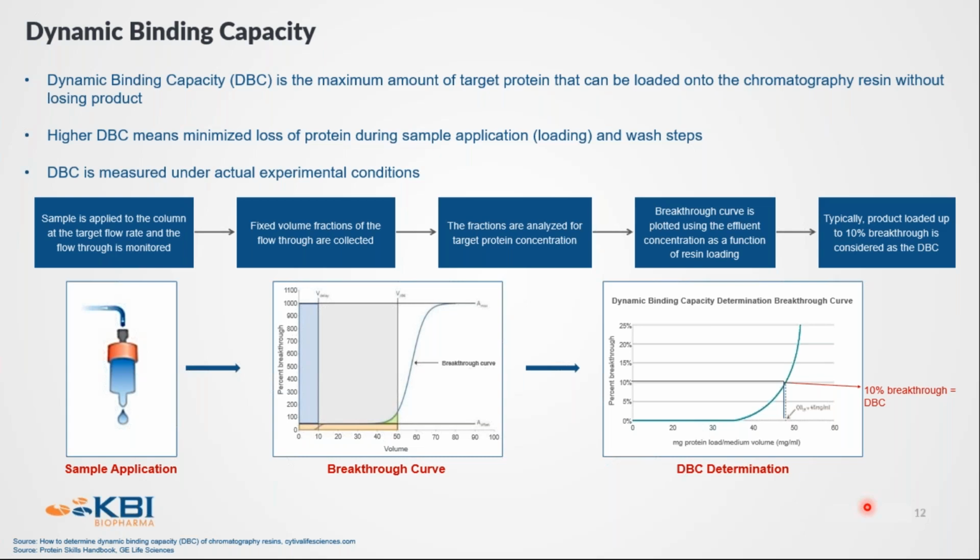So they add a factor of safety into this. Many companies use 80% of the 10% DBC value as their maximum loading capacity. We at KBI also use 80% of the 10% value. If you want maximum utilization, you can also go for 90 to 95% of this value. So basically, based on what this 10% DBC value is, we select what resin we want to use for further process optimization.